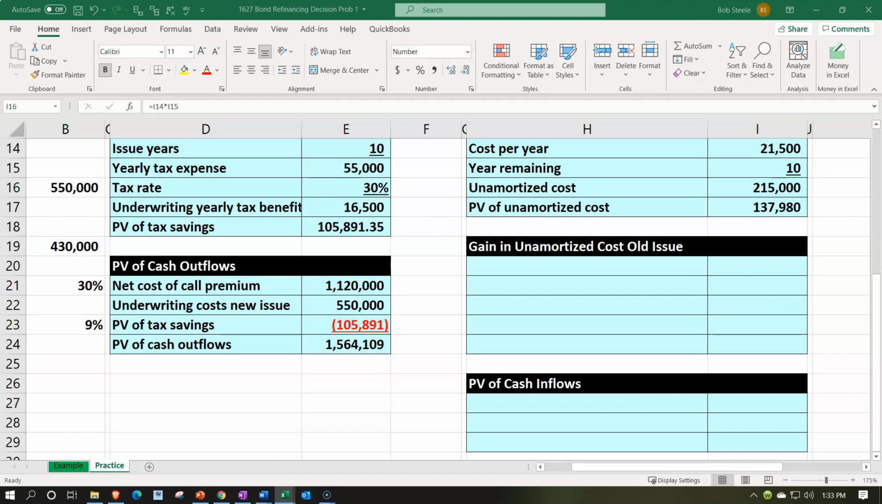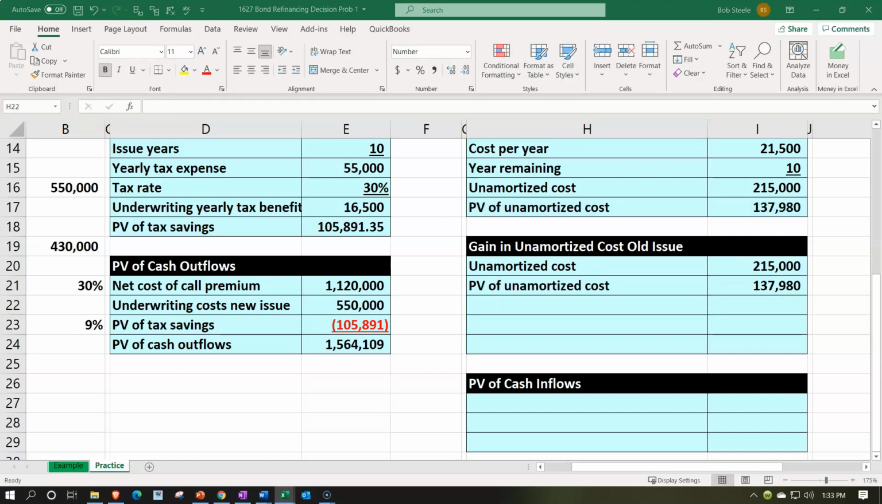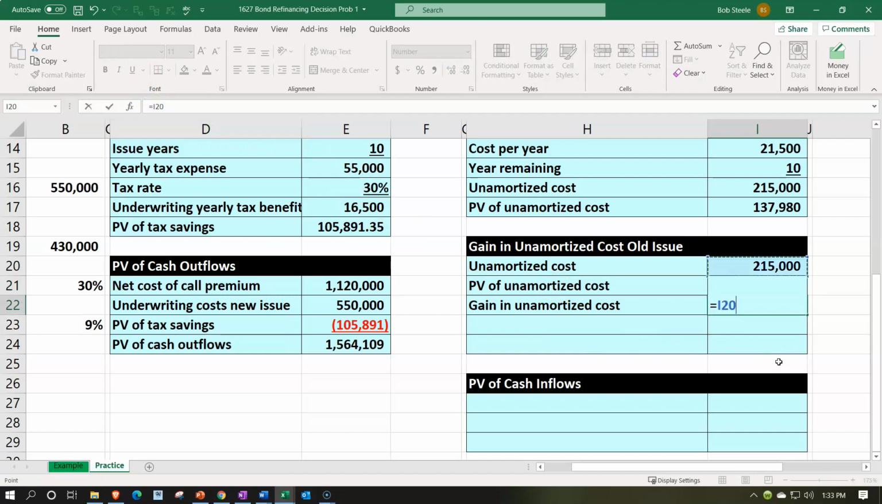Okay, so then we have the gain on the unamortized cost, which we're going to calculate as the 215,000 versus the present value, which is equal to the 137,980. That's going to give us what we'll call the gain on the cost that we get to take by retiring the bonds, right? And that's going to give us the 77.20.